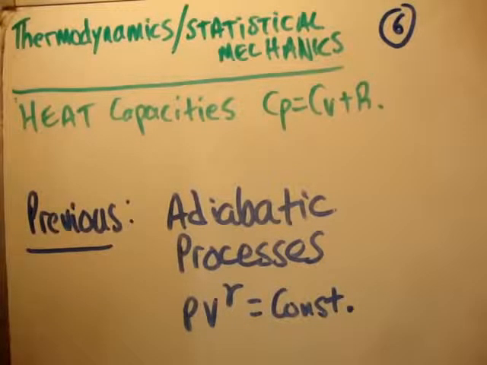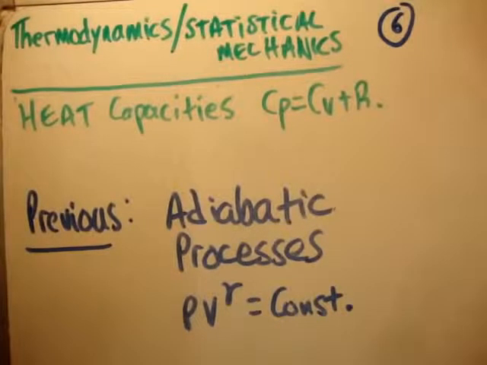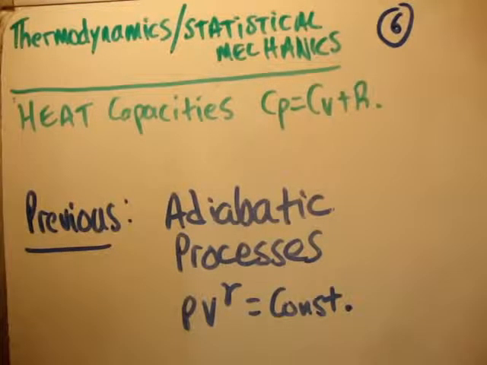Okay, in this video I'm going to continue on with my tutorial videos on thermodynamics and statistical mechanics. This is video number 6, and I'm going to speak about heat capacities, or specific heat capacities if you want. The previous video to this is adiabatic processes, where I proved that PV to the gamma is a constant. However, that's not actually relevant for this particular video.